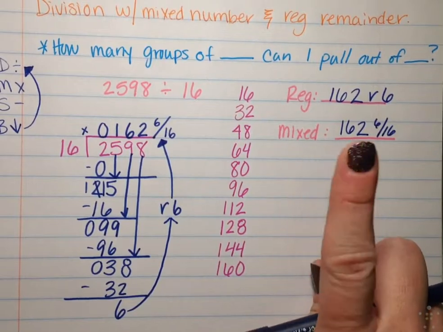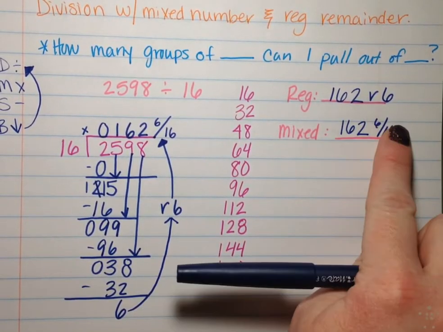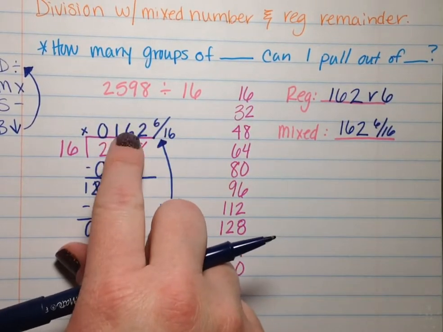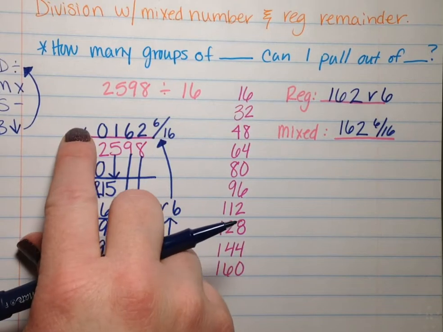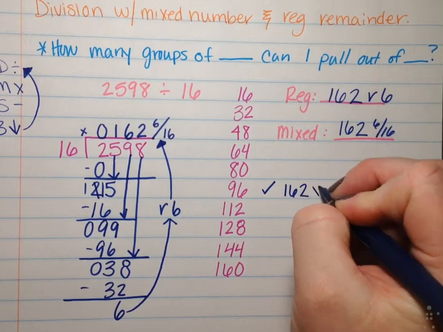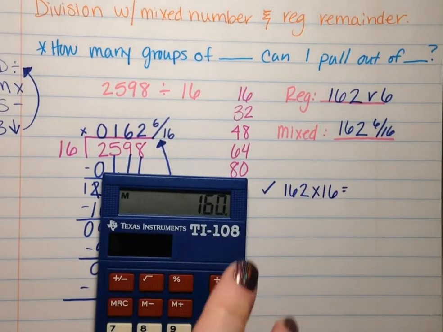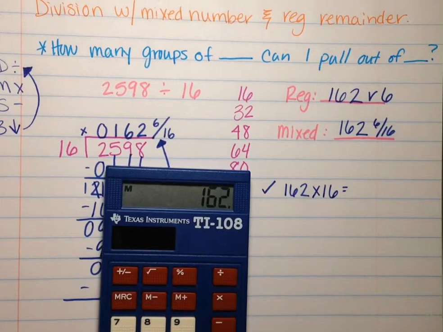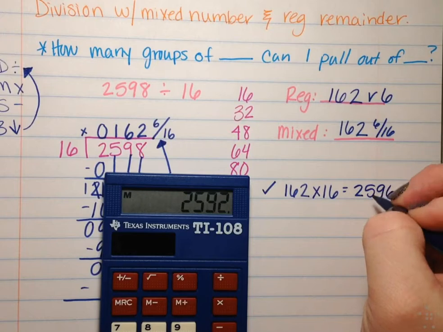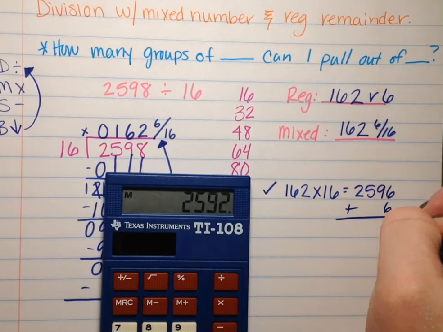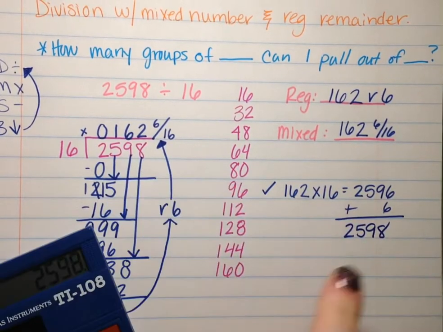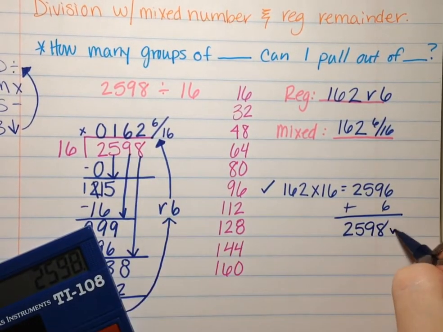Let's just take a second and check it. We know we did the fraction portion right, but we can check it using this number. So let's take our whole number times our divisor. So here's our check. 162 times 16 is, pull my calculator here, 162 times 16 is 2,592, and we're going to add 6 plus 6. 2,598. Does that check out? Yes, it does.